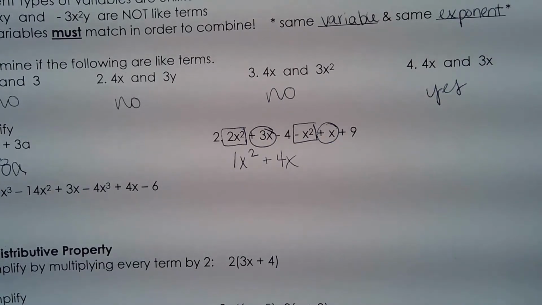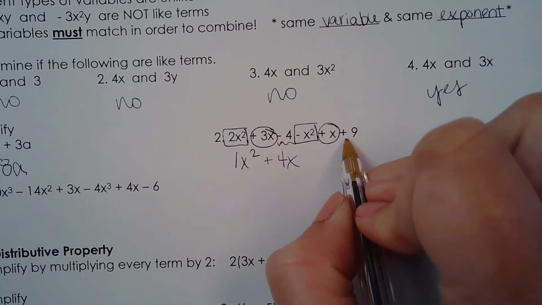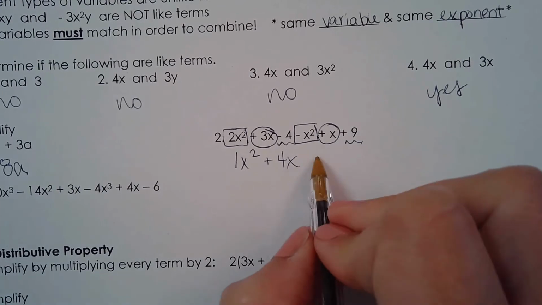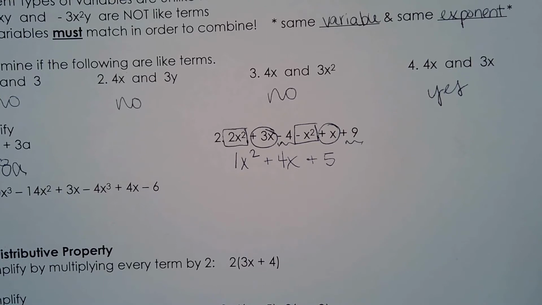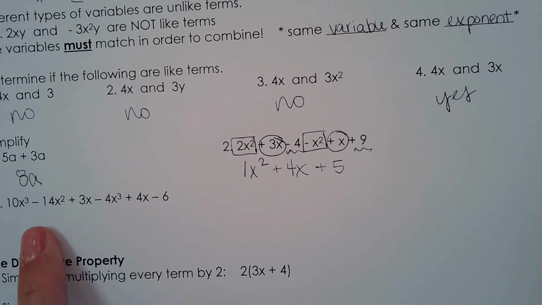And anything else that we can combine? We've got a -4 and a 9. So it's -4 plus 9. 5, so plus 5. Is that all right? Okie dokie. Questions?